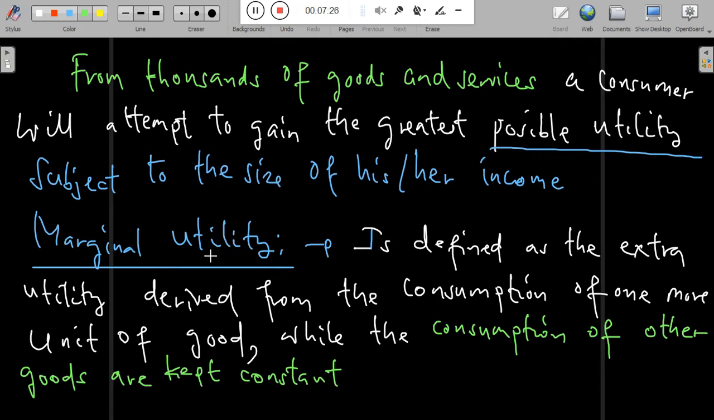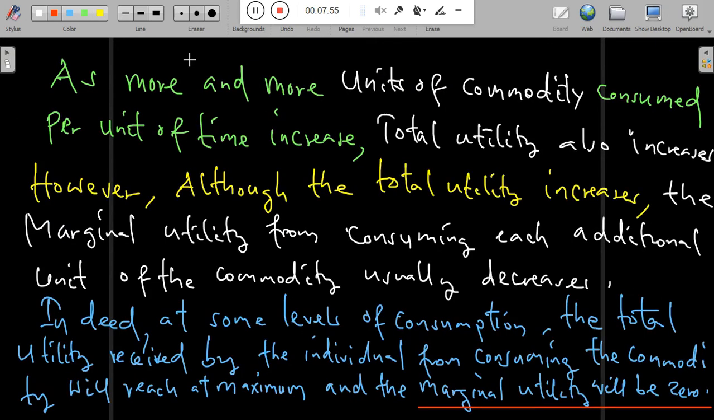Marginal utility is defined as the extra utility derived from the consumption of one or more units of a good, while the consumption of other goods is kept constant. It is the rate of change of utility due to an additional change in consumption. As more and more units of a commodity are consumed per unit of time, total utility also increases. However, although total utility increases, the marginal utility from consuming each additional unit usually decreases.